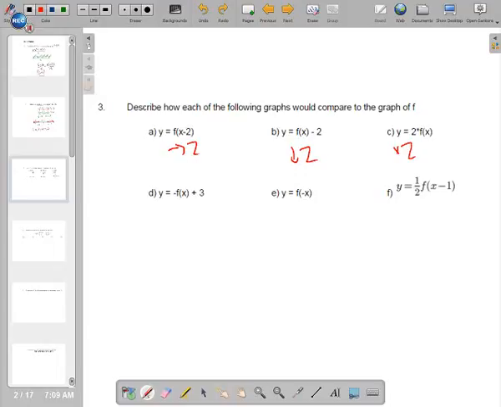Here, you're going to reflect over the x-axis. So for example, if it was like this, and I made it negative, it would go upside down, and it's also going to move up 3. So this is going to get reflected over the x-axis. All the y values are going to get flipped, and it's going to move up 3.